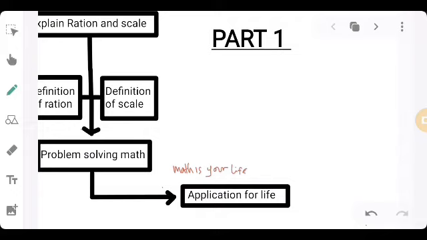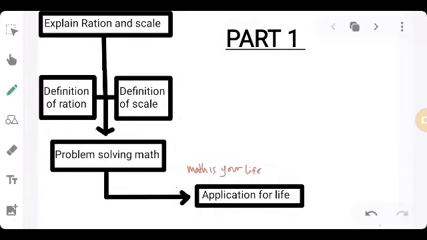Okay guys, good morning everybody. This part is the explanation of ratio and scale. In this video we learn about three parts. In part one, we learn about ratio and scale. First, we study and explain ratio and scale.